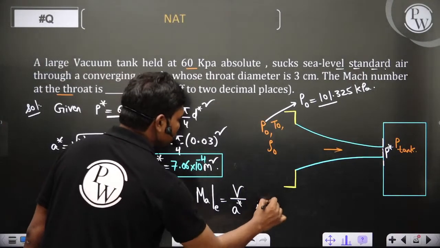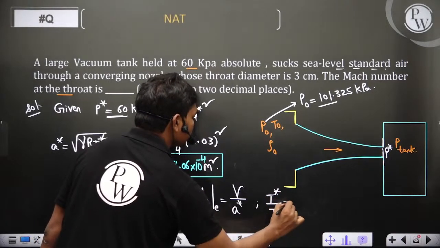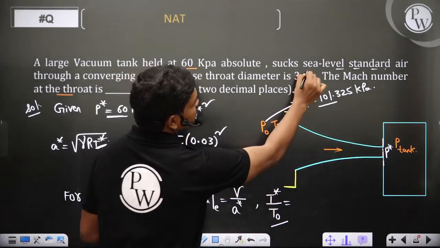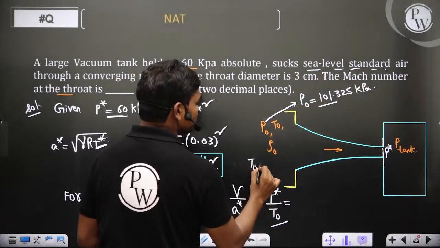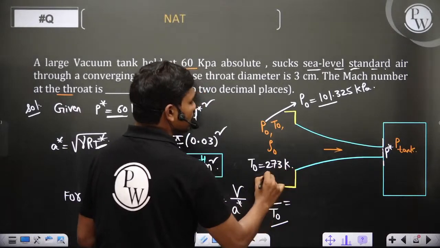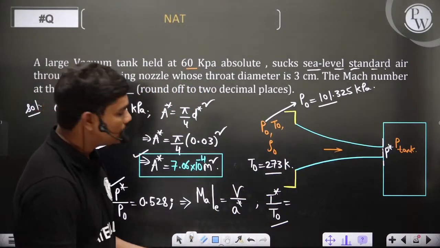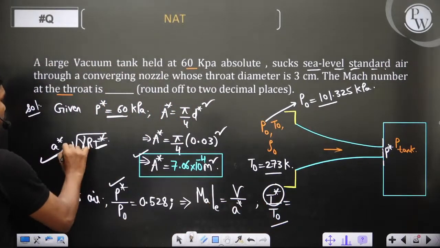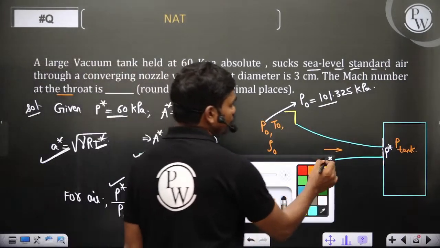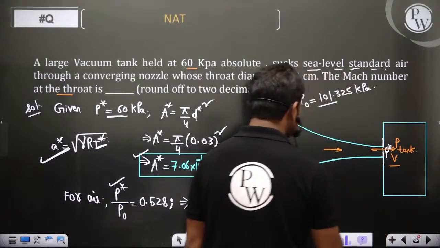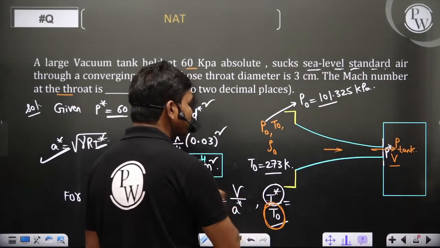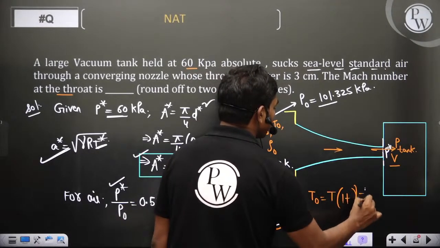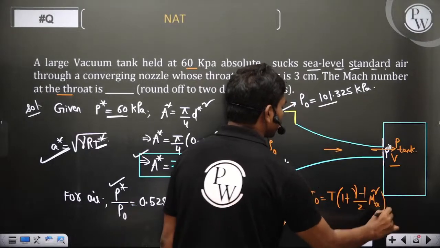Using this relation again, T star by T naught is there for atmospheric air. So T star can be calculated from these conditions, because it is sea level standard air. So T naught is 273 if you take sea level, standard temperature and pressure conditions, then we get this T star value. If T star is calculated, then we can calculate a star, and then we can calculate this V from the T naught conditions. T naught is equal to T times 1 plus gamma minus 1 by 2 Mach square, correct?